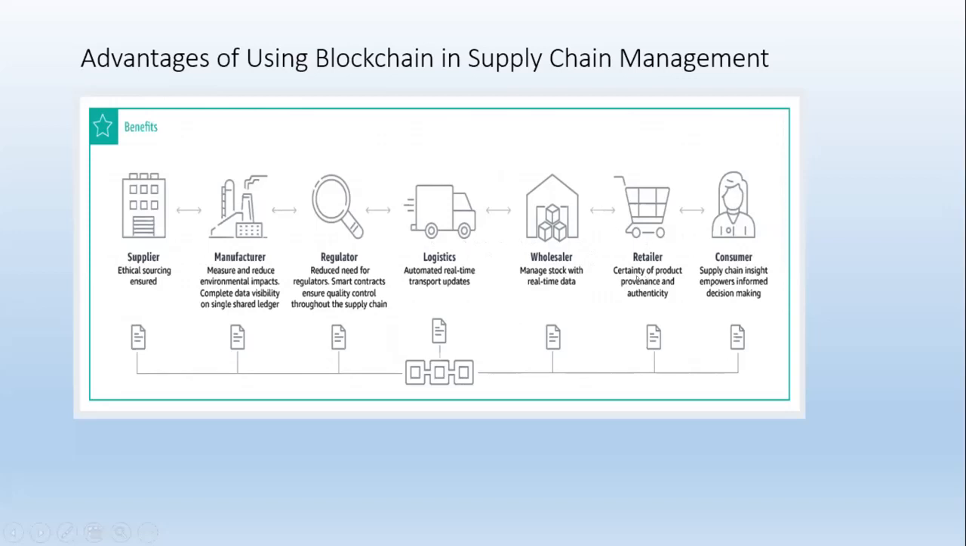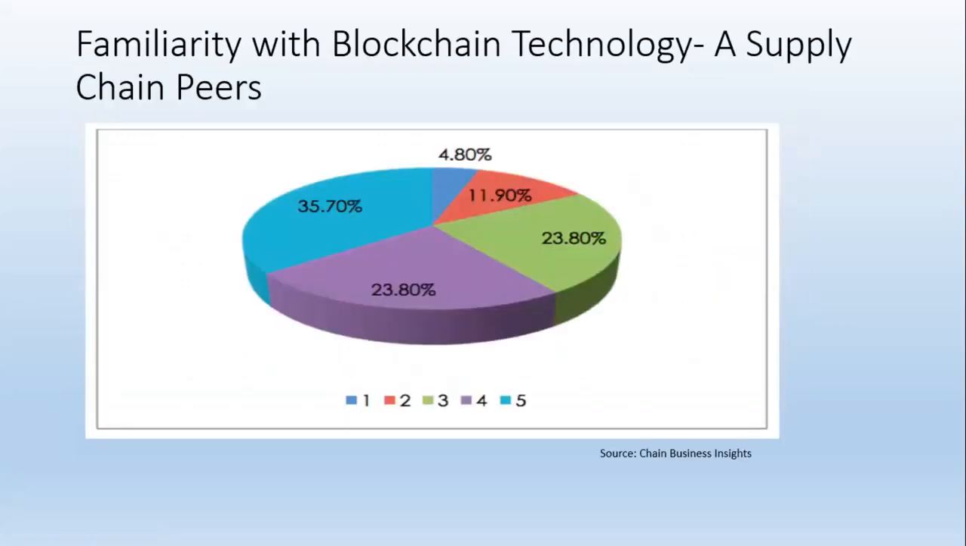Retailer: certainty of product provenance and authenticity. And from the consumer side, you can make a decision and verify the product. So these are the important and major advantages of using blockchain in supply chain.